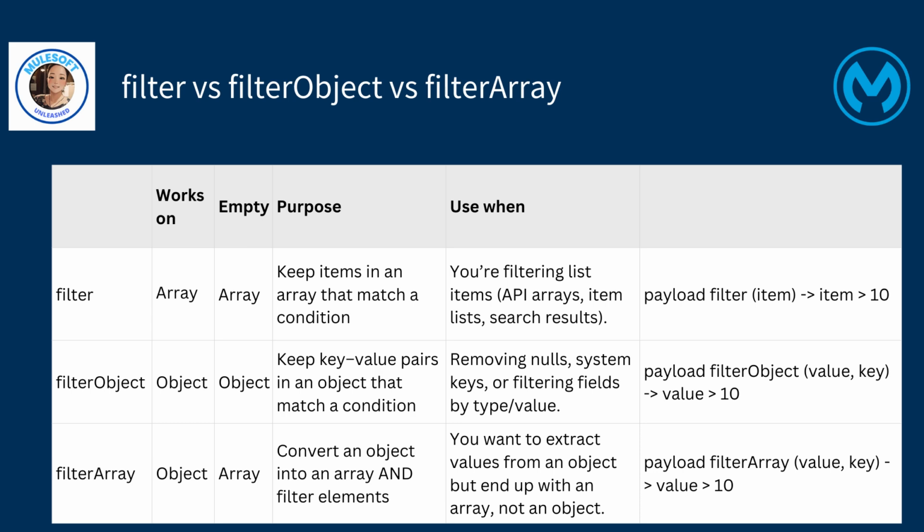Next is filterArray, and this one confuses a lot of people. It takes an object as input but returns an array. So filterArray is basically object, apply condition, extract only the values that match, return an array. Now if you want an array of values, not key value pairs, then go with filterArray.